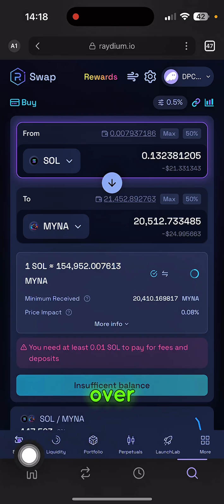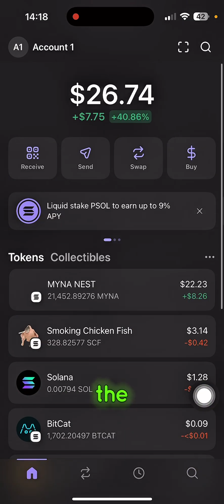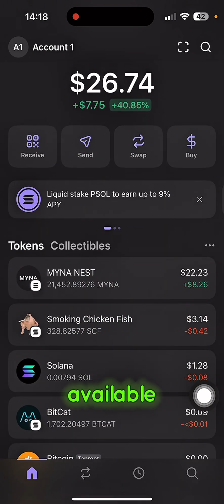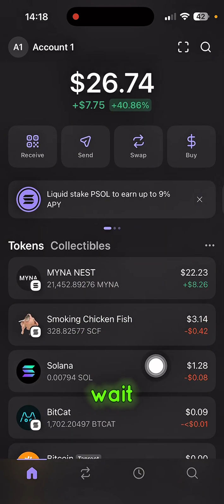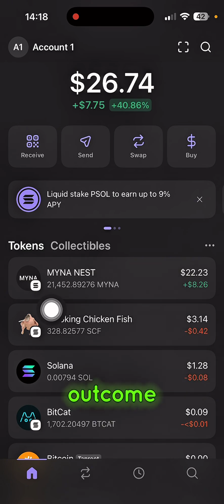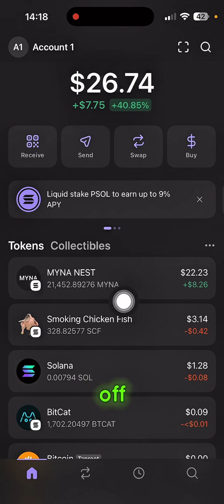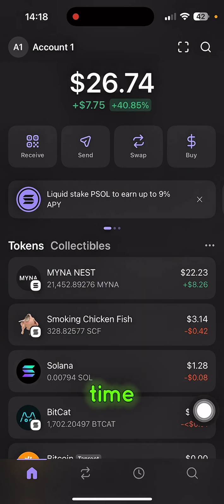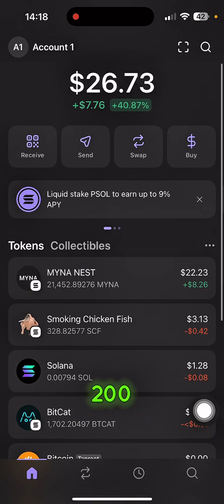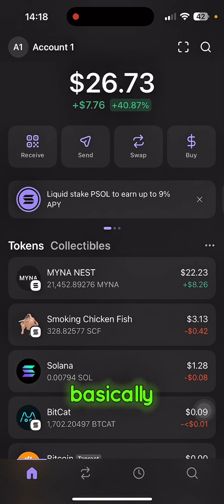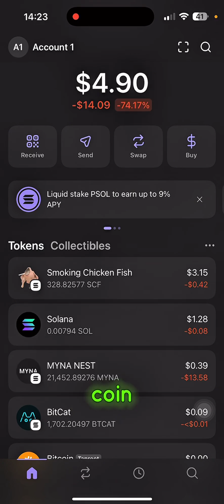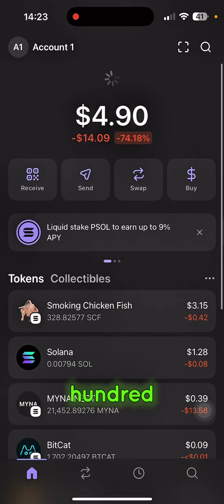After then I'll head over to the home page and let's wait for the arrival, and here you go, it is now available. So basically all I would do is wait for a couple of minutes or probably an hour. Then whatever outcome it brings, you sell it off. That's how you keep making it consistently over time and sum it up to like 200. Okay, so basically after a couple of minutes I feel like the coin probably goes the opposite way. Okay, right now we are all down, like it goes below minus 100%.